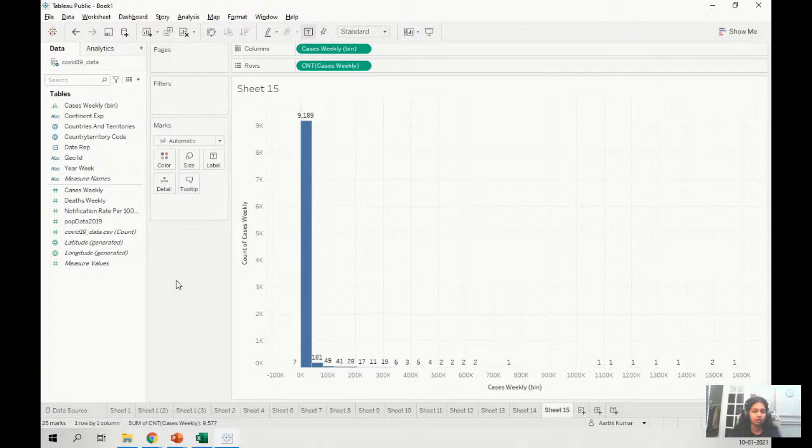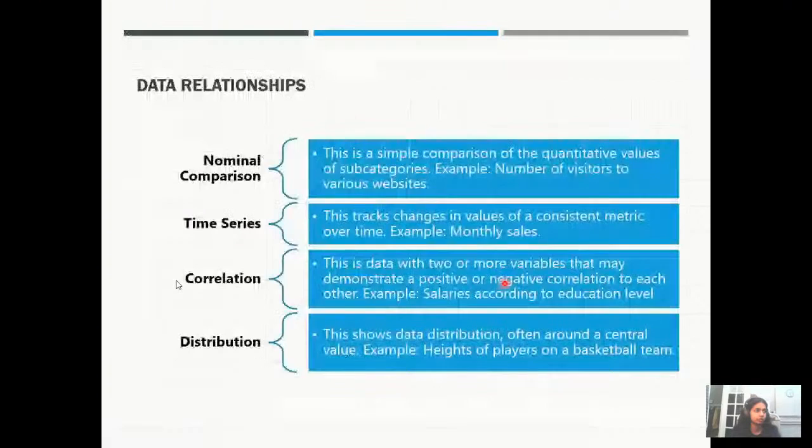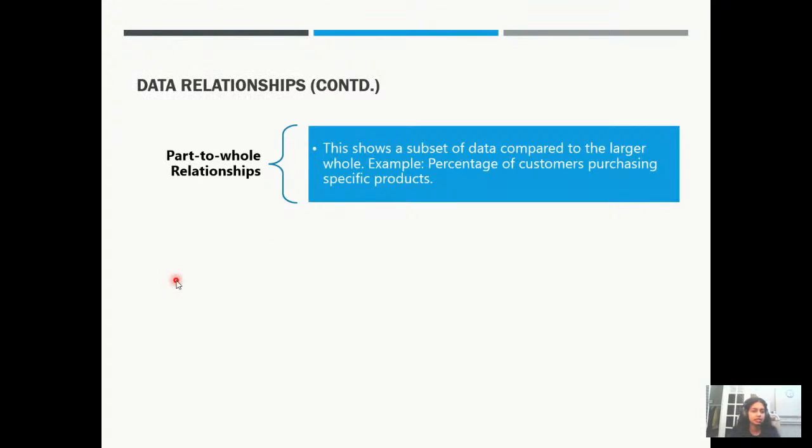Right. Okay. So that is distribution. Next is part to whole relationship. So this shows a subset of data compared to the larger or whole data. For example, percentage of customers purchasing a specific product. So you sell some three or four products, and how many people are buying only one of those four products, right?